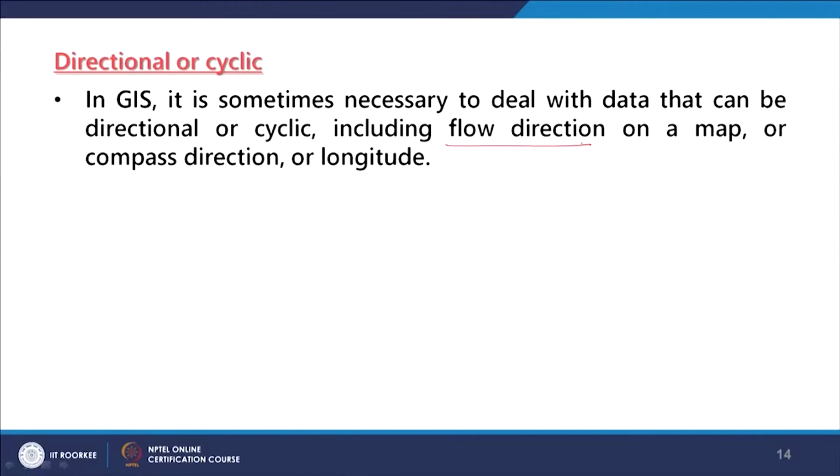So flow direction is also directional data on a map, or a compass direction. Wind direction is also cyclic data. Or longitude, because longitudes run from north to south, and 0 degree longitude means Greenwich, which passes over London, where there is also GMT, Greenwich Mean Time. Then you go and take the entire circle of the earth and come back. That is why it is called cyclic. So longitude is also cyclic.